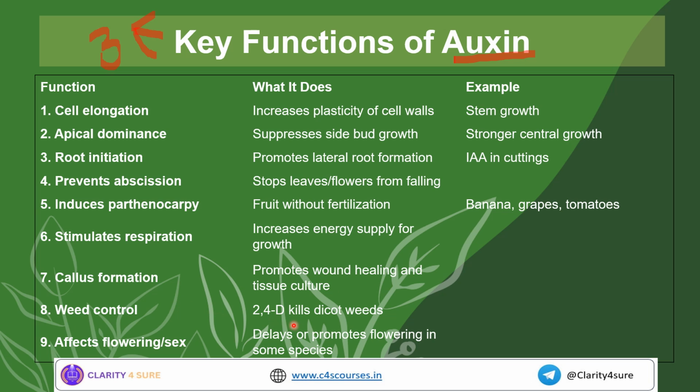Next is weed control. 2,4-D, which is a synthetic auxin, can be used to kill dicot weeds, okay. So here you have to be careful that it is important for dicot weeds, okay. Lastly, it affects flowering or sex of flowers. It delays or promotes flowering in some species. So in this way, we have covered every key function of the auxin. So you have to remember, and इसके बाद जब हम बाकी hormones को cover करेंगे, we'll compare these key functions with themselves also. Okay.